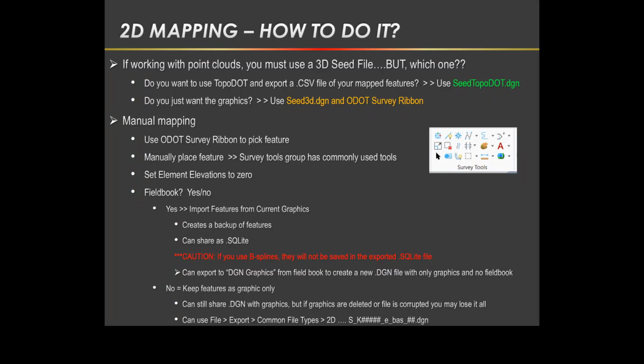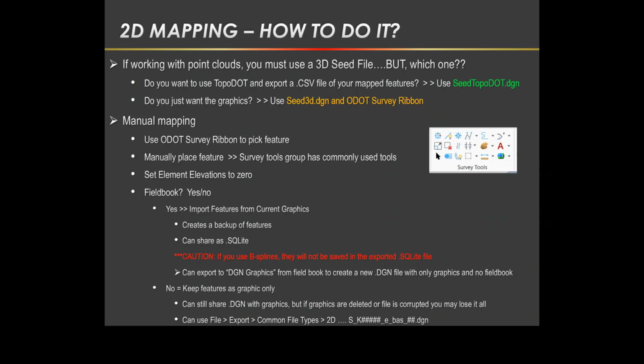So 2D mapping, how do I go about 2D mapping in ORD? You've really got to ask yourself a couple of questions. You're going to be working with point clouds most of the time. And if you are working with point clouds, you must use a 3D seed file. You can't work with point clouds in a 2D seed file. Nothing new, same thing with V8i, probably every other program. But which one? Because we now have two different 3D seed files. We have our seed TopoDOT and we have just our regular seed 3D.